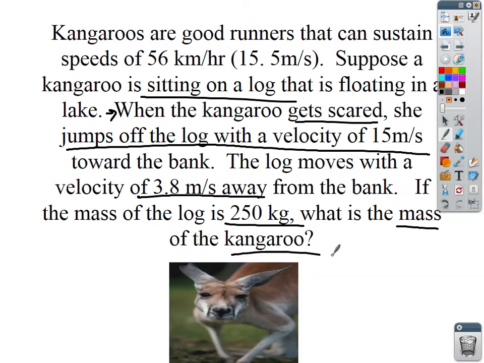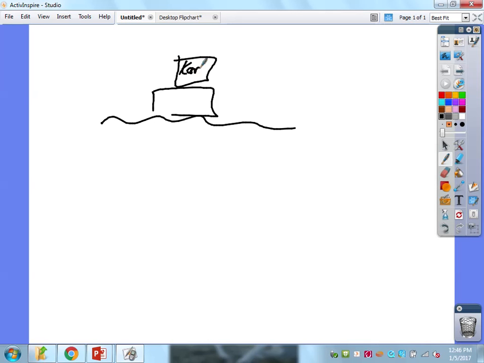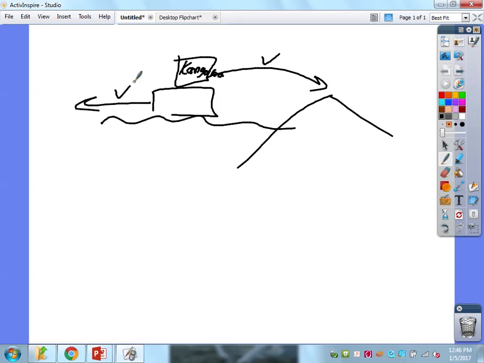Okay? So, what does this mean? I'll go back to here and draw it all out for us. What you have here is your log on water. I can't draw a kangaroo, so I'm just going to draw a box. This is my kangaroo. Sorry for my terrible drawings. And so what happens is the kangaroo jumps towards the shore. Well, if the kangaroo pushes towards the shore, that means the log will go back. And the thing is, momentum before and after this jump must be the same.